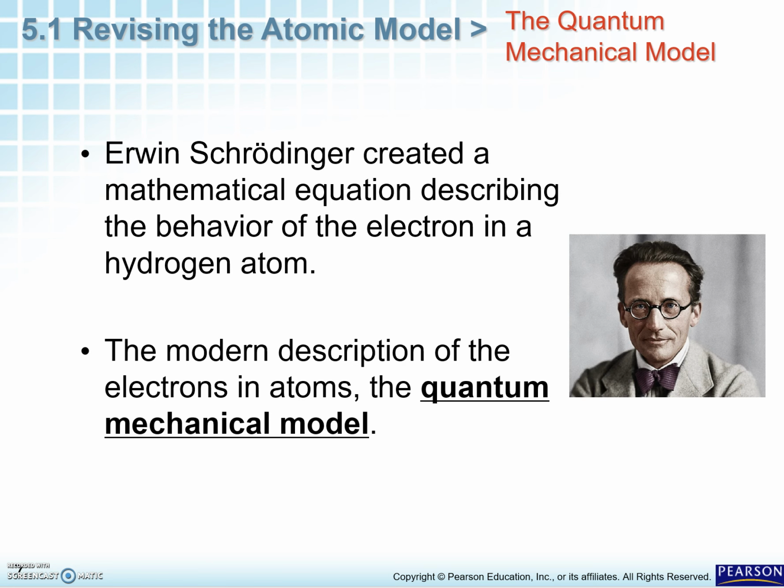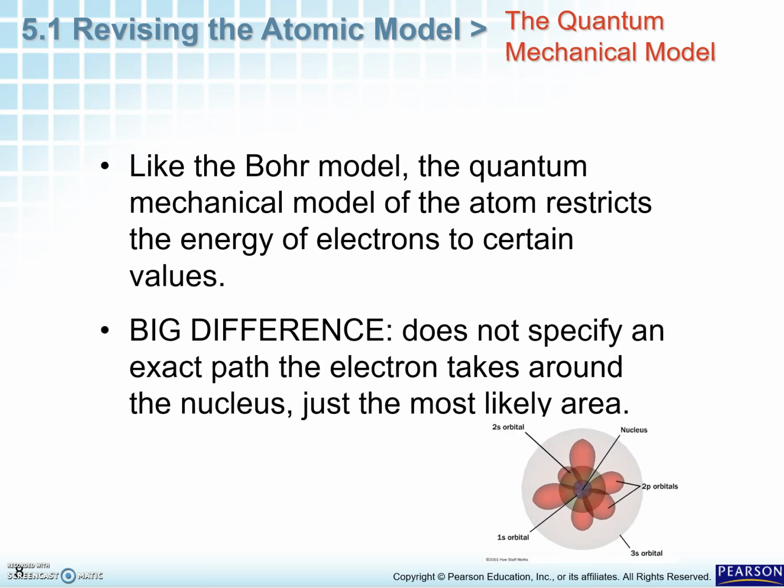From there, Erwin Schrödinger created a mathematical equation to try and explain this idea of the electron. And he came up with something called the quantum mechanical model. The quantum mechanical model is very similar to that of Niels Bohr's model, where you have specific energy levels that your electron can be residing at.